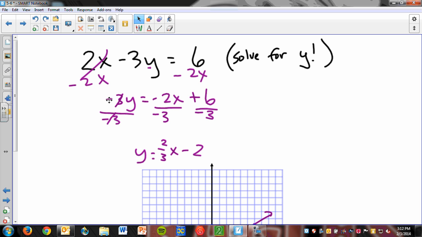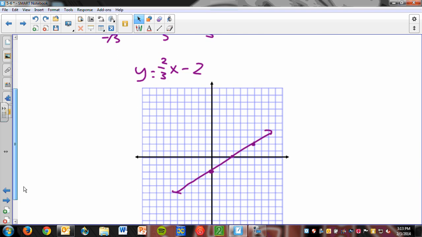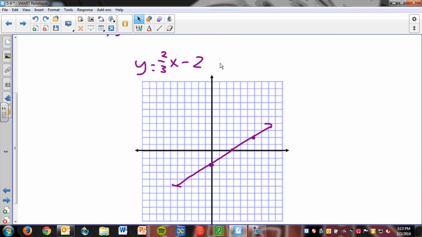Multiply or divide by the number that is connected. So negative 3, going to divide by negative 3 all the way across. Negative over negative becomes positive, and that divides out here. Ready to graph. My starting point, we just wrote, is negative 2. So down on the y-axis, negative 2. And my rise over run is 2/3, so up 2 over 3 from this starting point. So up 2 over 3 dot, up 2 over 3 dot. We got our straight line.